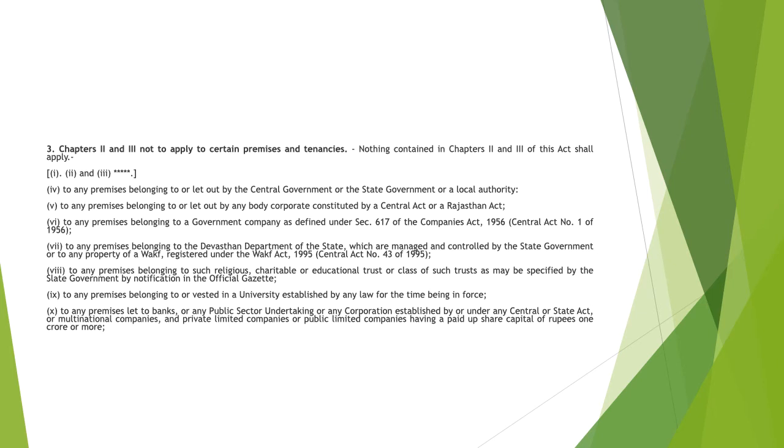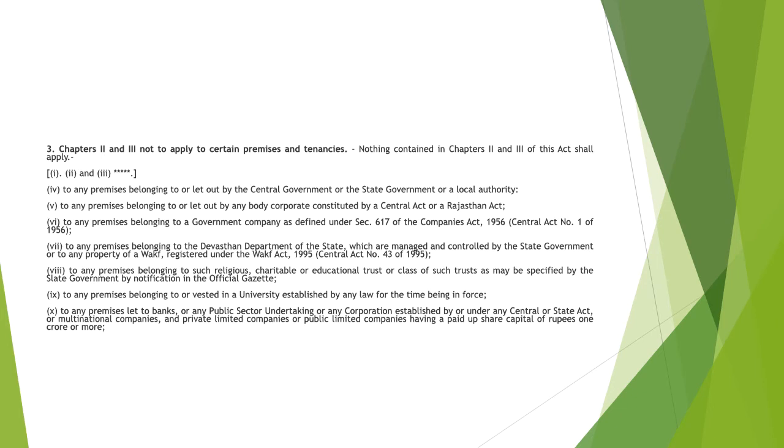Fifth clause is to any premises that is belonging to or that is let out by any body corporate constituted by a central act or a Rajasthan act. Then sixth is to any premises that is belonging to a government company as defined under section 617 of the Companies Act 1956. Then seventh is to any premises that is belonging to the Devasthan Department of the state which are managed and controlled by the state government or to any property of a Waqf registered under the Waqf Act.